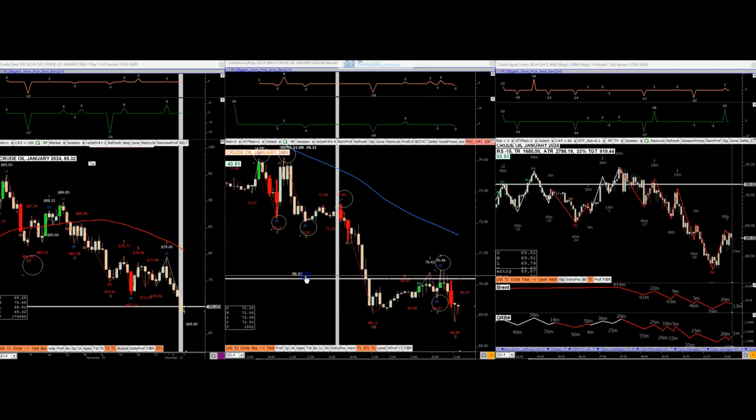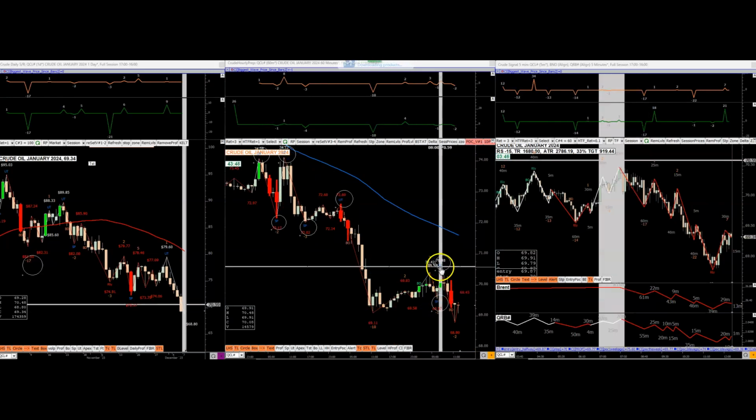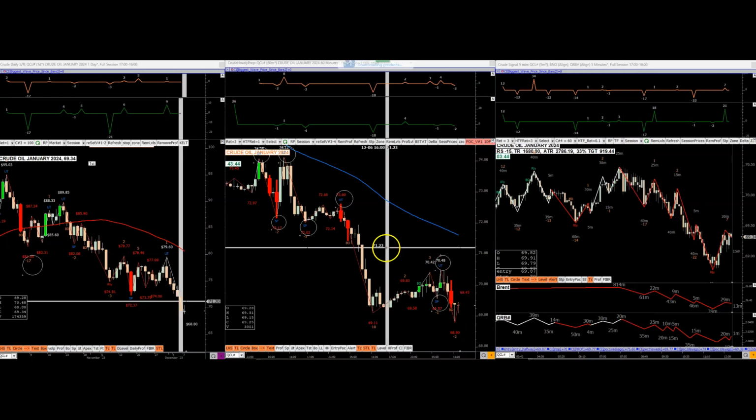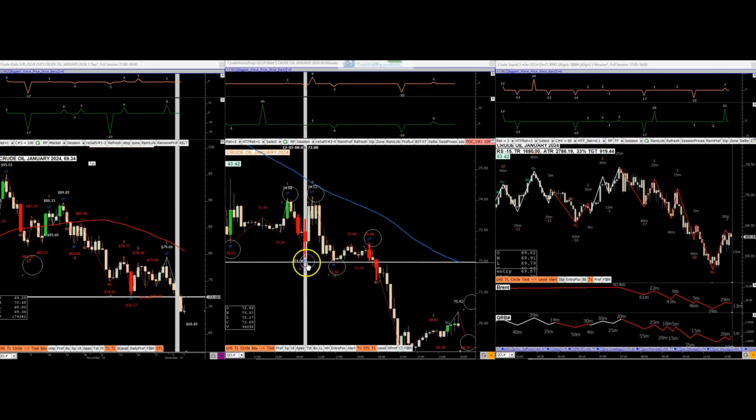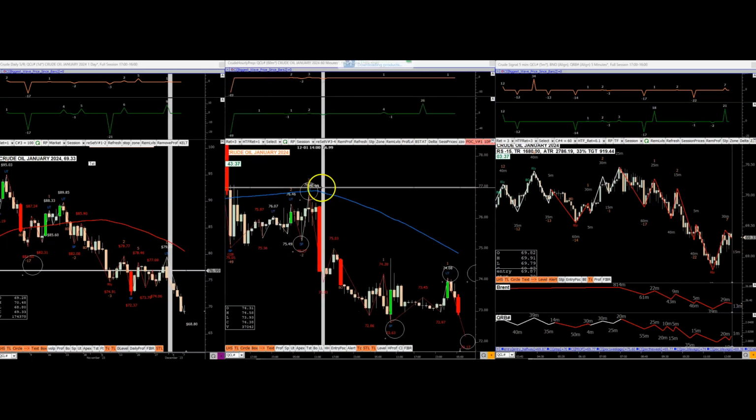How many times did this occur? This one occurred today. It was tradable right here. Boom. This is 1. This is 2. This is 3. This is 4. This is 5.